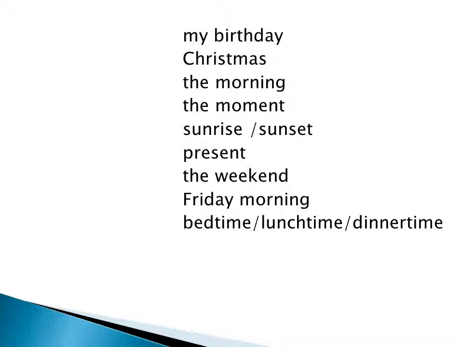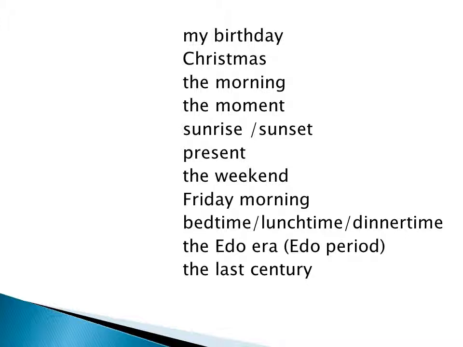Bedtime, lunchtime, dinner time. The Edo era. The Edo period. So, there is the Kamakura, Edo, Meiji. All these are eras in Japanese history. So, the Edo era. What would you put in front of that? And finally, the last century.